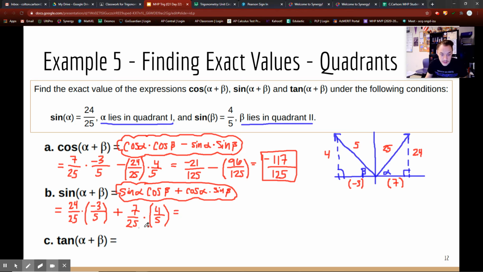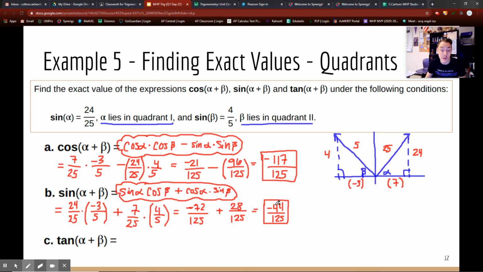So now when I have all this, I start simplifying it out. This will be negative 72 because 24 times 3 is negative 72, and then this is going to be 125. And then this is going to be plus 28, all over 125. And then this equals, when I go to town on these, negative 44 all over 125. Okay? Sweet. So that is sine of alpha plus beta.